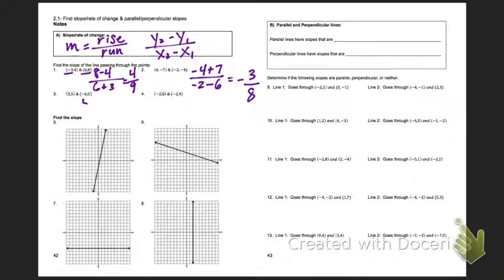Okay, number 3, 5 minus 5 over negative 6 minus 3 gives me what? 0 over negative 9. When you have a 0 on top, would that be a horizontal line or a vertical line? Horizontal. Good. So when 0 is on top, we say that is a 0 slope, which means it is a horizontal line. So maybe you have enough room for that.